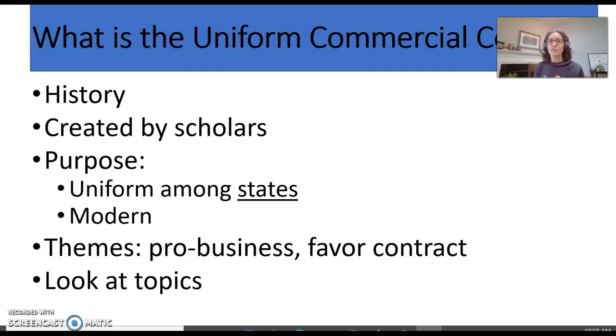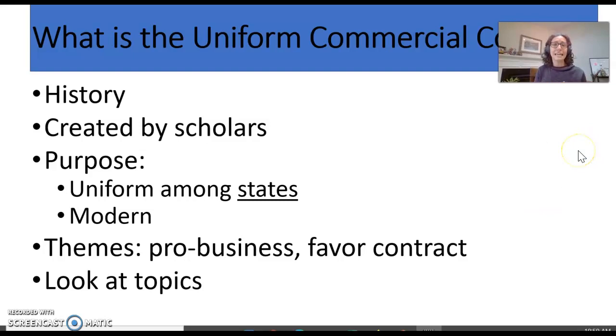But one of the challenges facing courts and businesses with that way of developing contracts law is that it can lead to differences among the 50 states, and it can make contracting and the contracting of business more difficult. So that is why scholars developed the Uniform Commercial Code. So you might be wondering, where's the legislature in all of this?